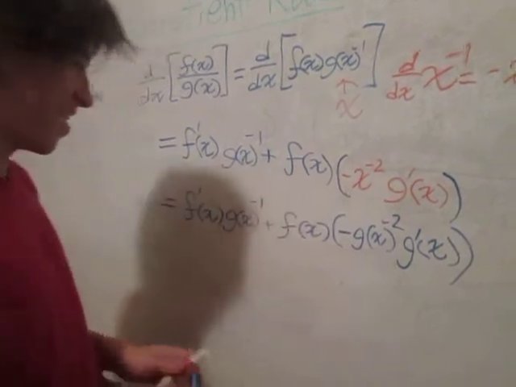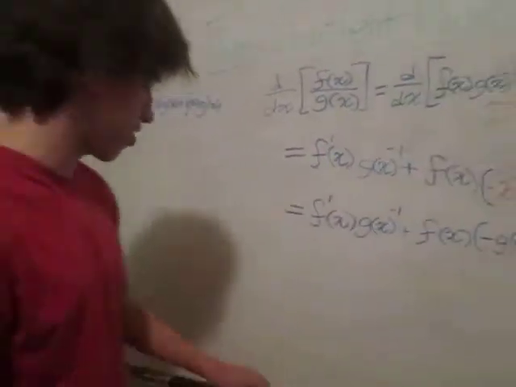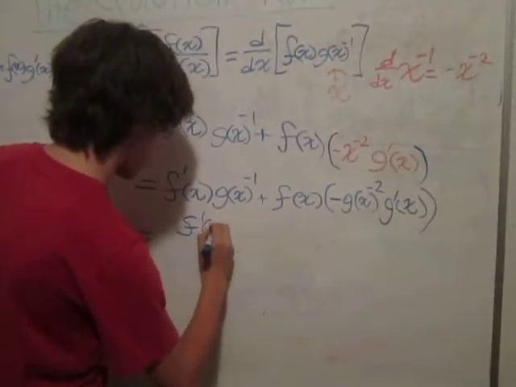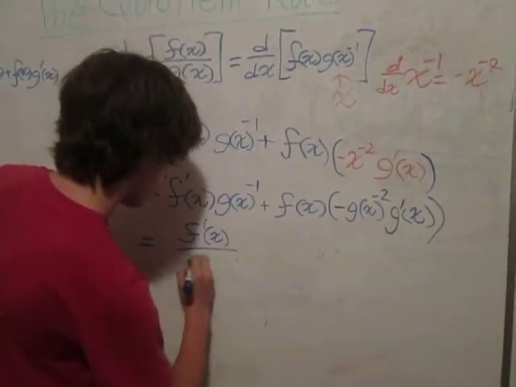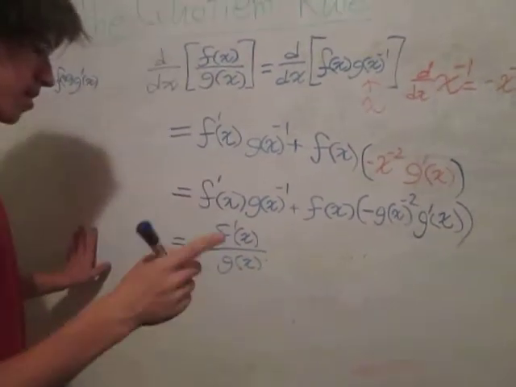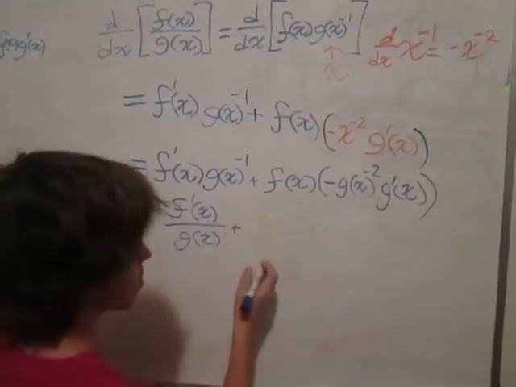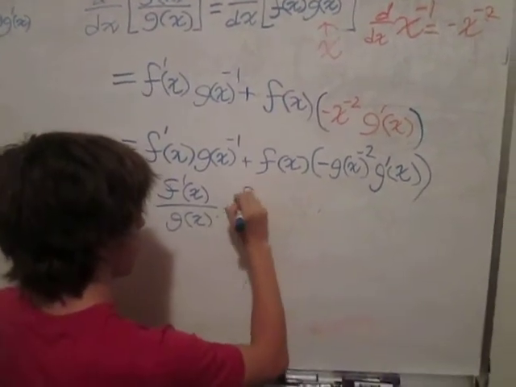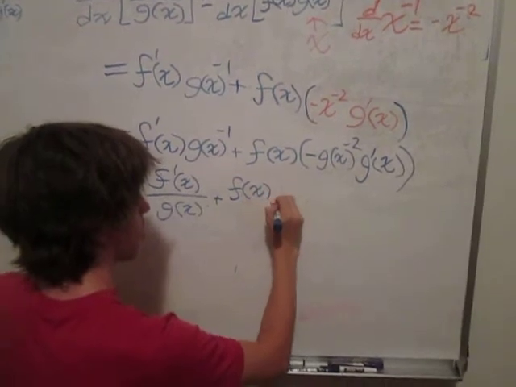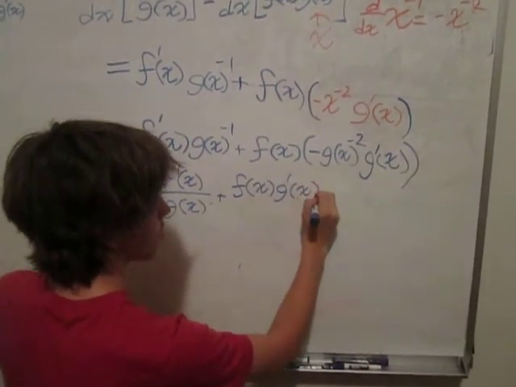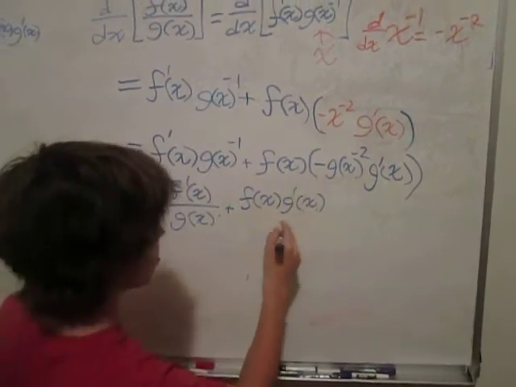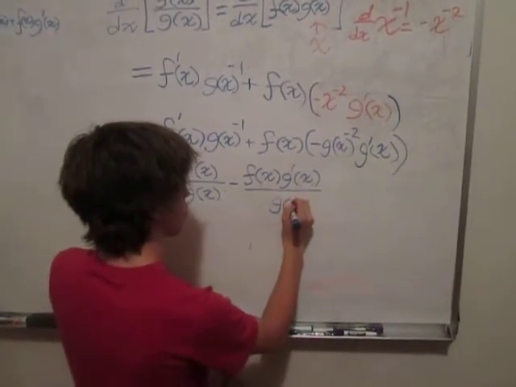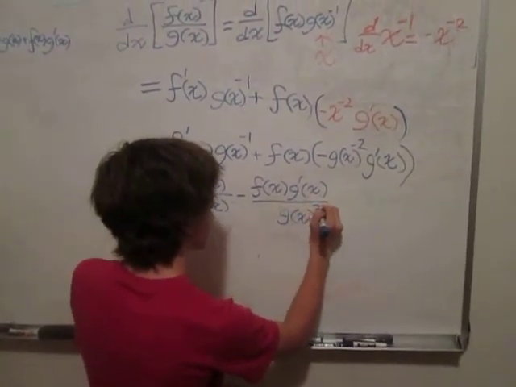We're almost there. And now we can turn these all into fractions to make things simpler to work out. We have f prime of x over g of x, plus, alright, so what do we have here? Okay, f of x times g prime of x, except we're subtracting, over g of x squared.